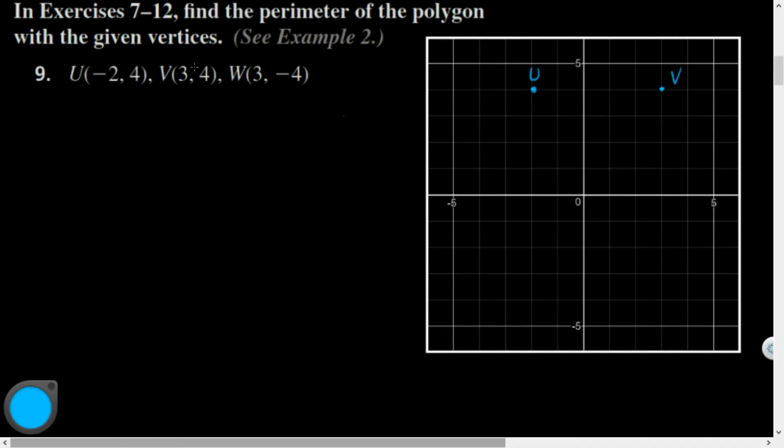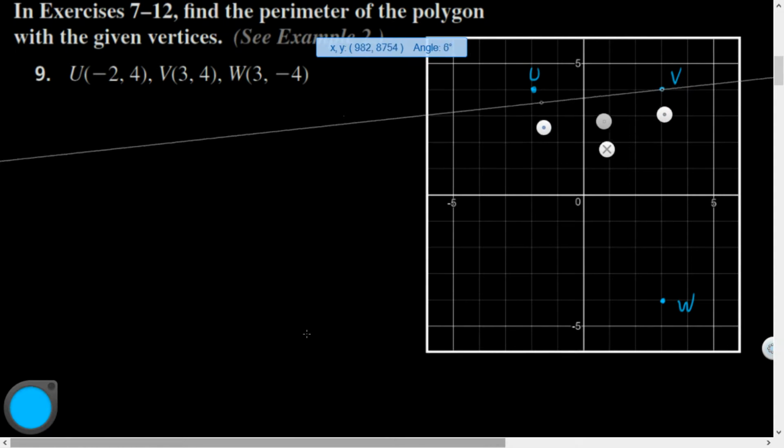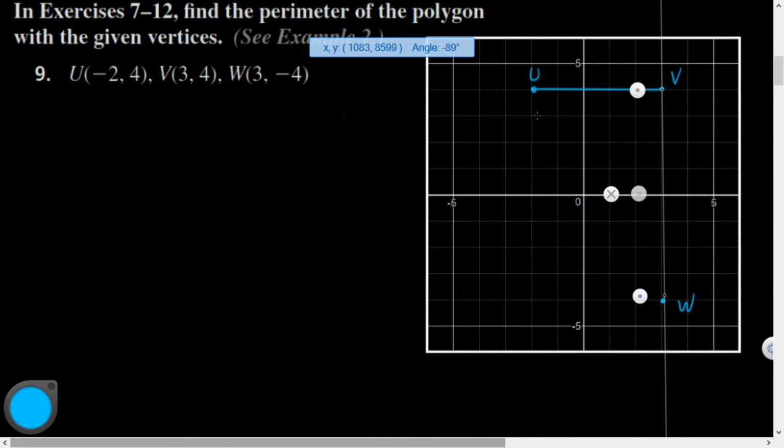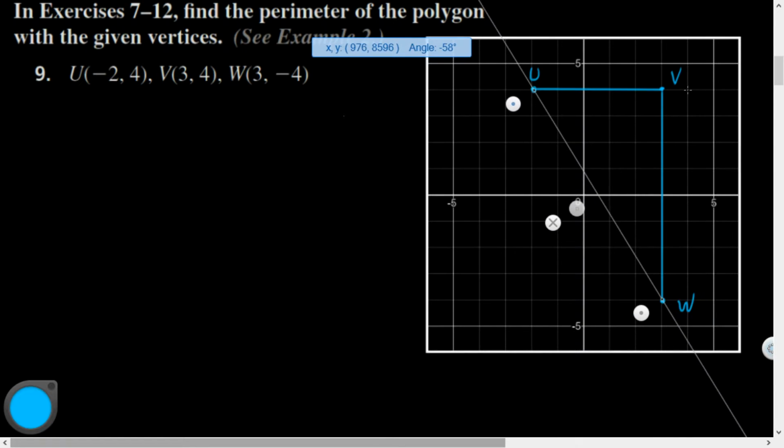Weird. W is at 3, -4 right there. Dub. Represent. Let's see. I'll draw a nice little triangle so you guys can fast forward this if you want. Look at my beautiful drawing. Ooh. Oh, nah, that's terrible. Terrible drawing.